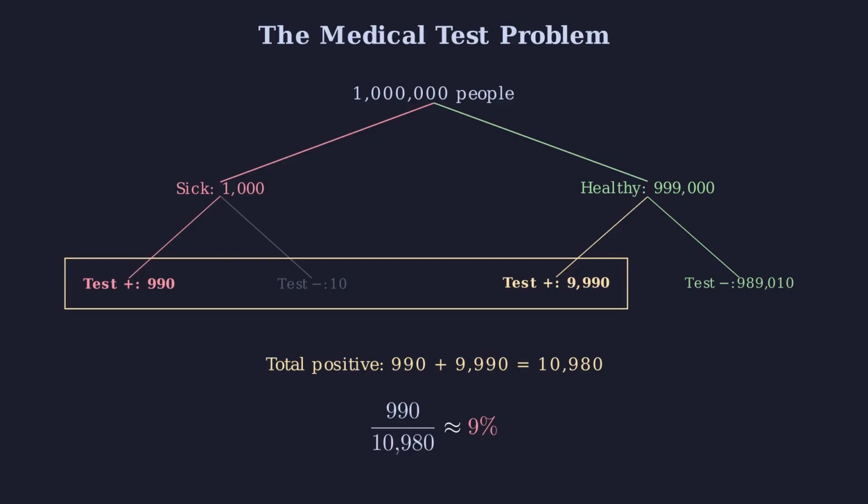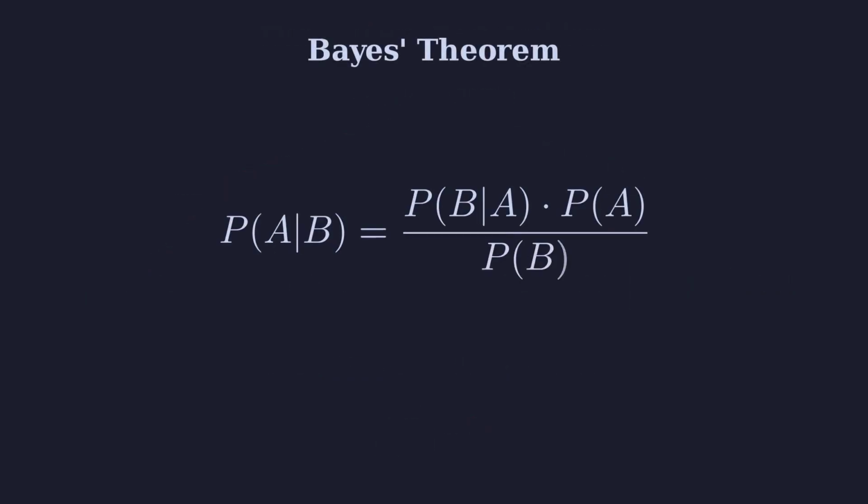This is where Bayes' theorem comes in. Bayes' theorem tells you how to update your beliefs when you get new evidence. Here is the formula. P of A given B equals P of B given A times P of A divided by P of B. Let me translate each piece. P of A given B is what we want to know. The probability of A after seeing evidence B. This is called the posterior.